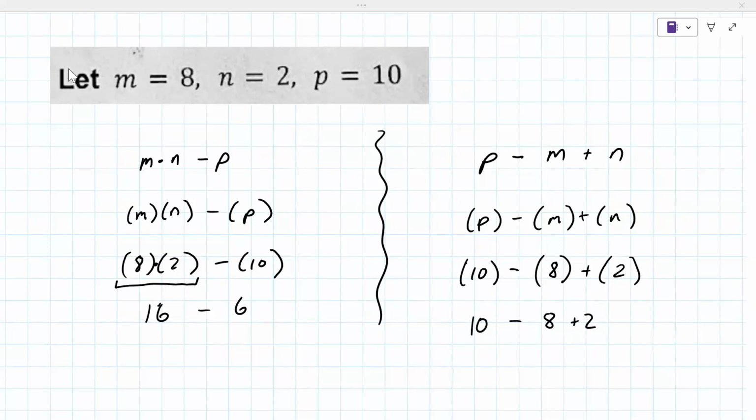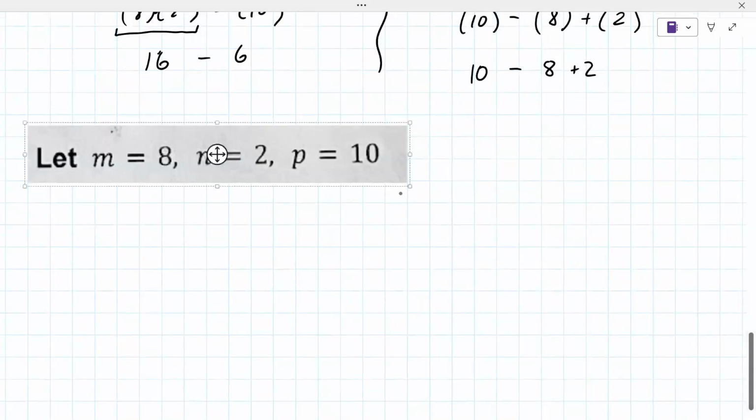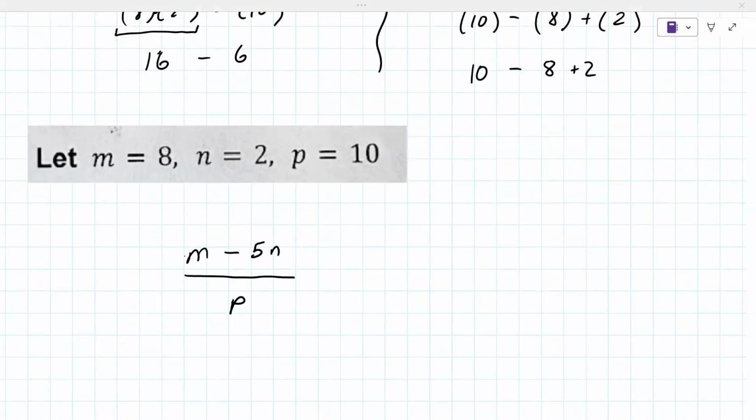So let's use the same numbers here. Oops, that didn't go in the right spot. Let's try one more time here. All right, let's do m minus 5n divided by p. Okay, give this a try. See if you can come up with anything for this one.